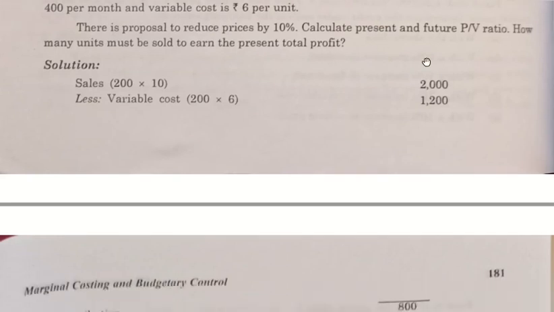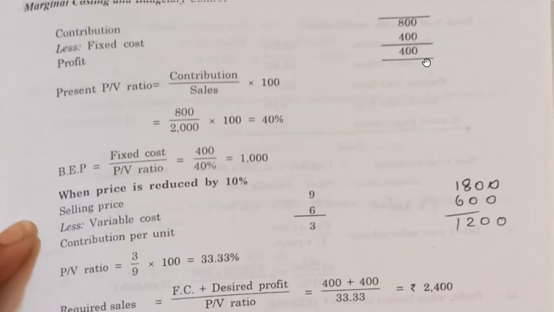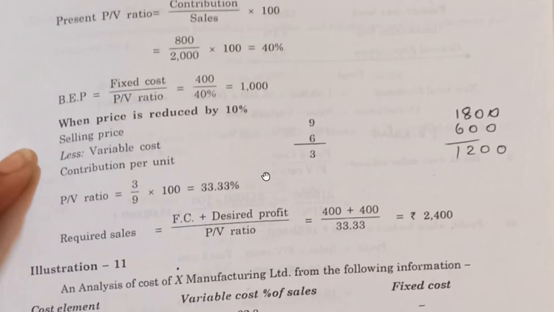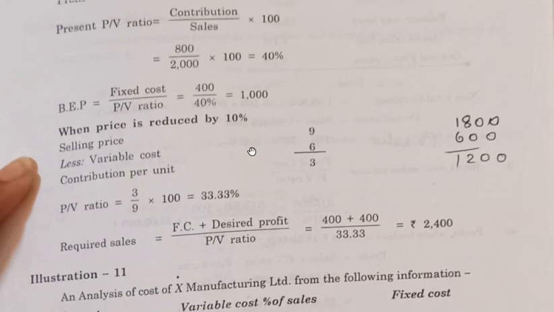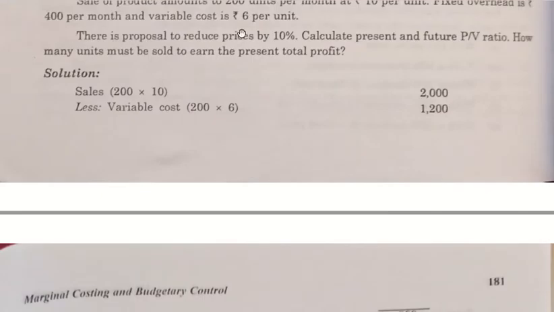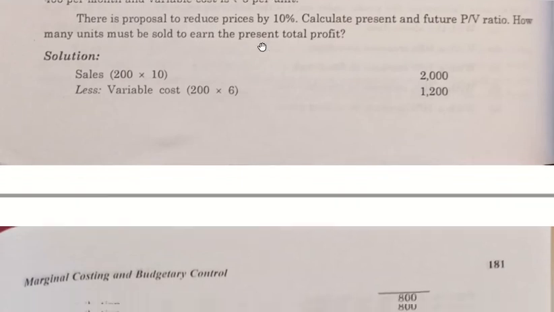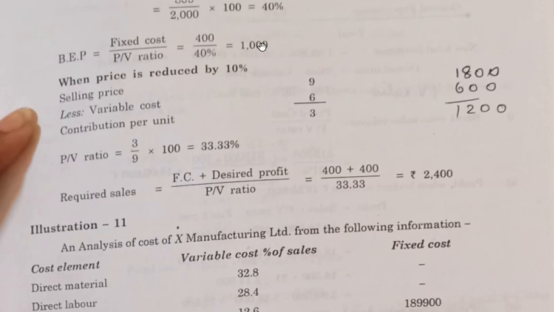So they are telling us to calculate the present and the future PV ratio, and then the break-even point, which is equal to fixed cost divided by PV ratio. Your fixed cost is 400 rupees, PV ratio is 40%, so you get 1000 rupees. And they are telling us about when the price is reduced by 10%. Okay, there is a proposal to reduce prices by 10%. How many units must be sold in order to earn the total profit?